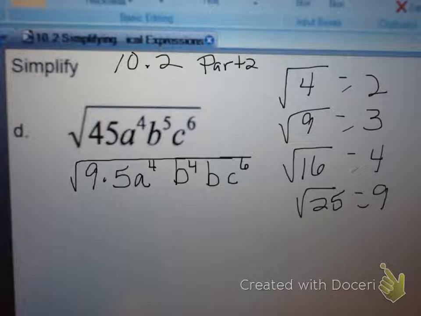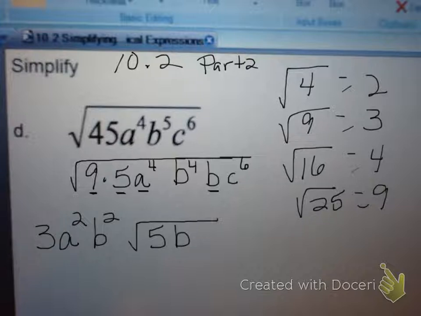Now, if I can take the square root of it, it's going to come outside the radical. Square root of 9 is 3. I cannot take the square root of 5, so it stays inside the radical. Square root of a to the fourth is a to the second, and it comes outside. Square root of b to the fourth is b to the second, and it comes outside. Square root of b, I cannot take the square root of b, so it stays in. Square root of c to the sixth is c to the third.